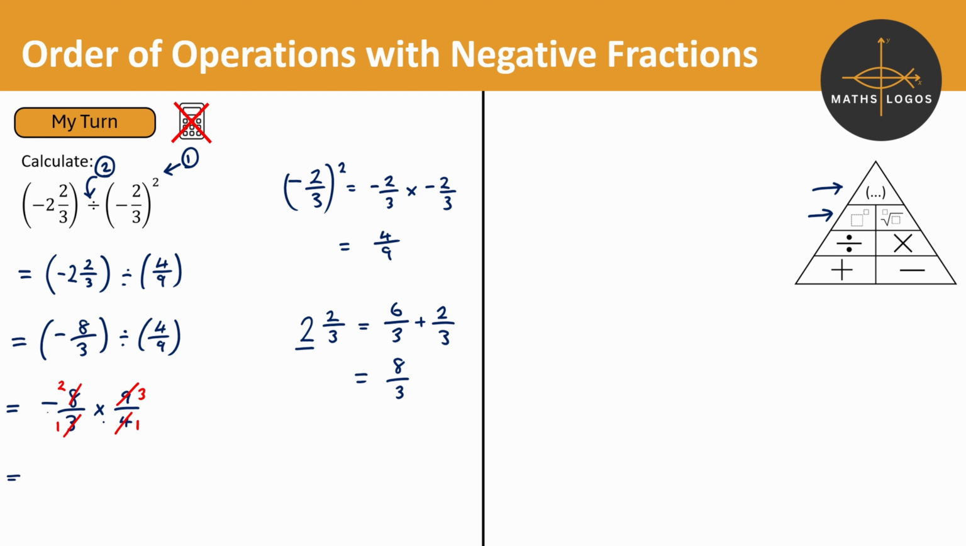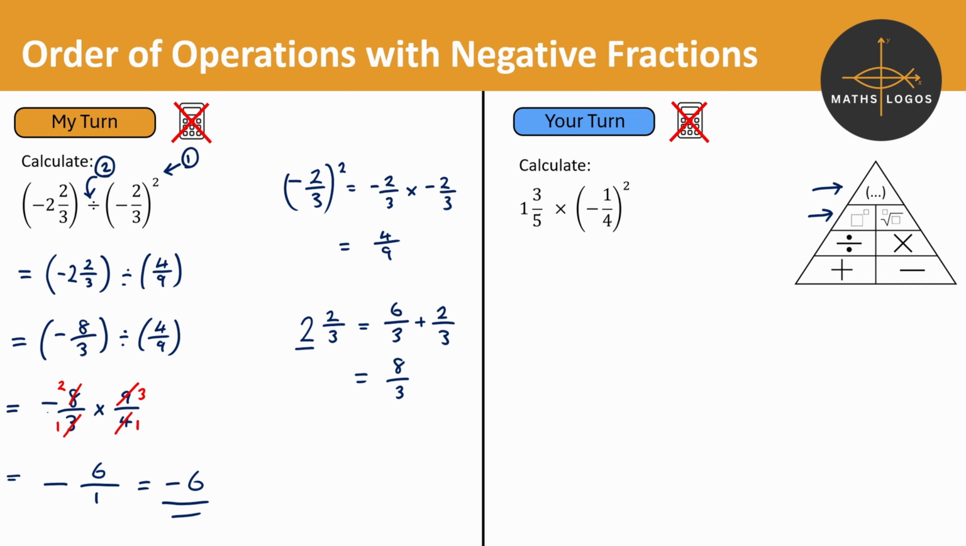Now remember, I'm doing a negative multiplied by positive, so my overall answer is going to be negative. I'll do 2 multiplied by 3 to give me 6, 1 multiplied by 1 to give me 1. So it's negative 6/1, which is equal to negative 6. Pause the video and give this one a go.